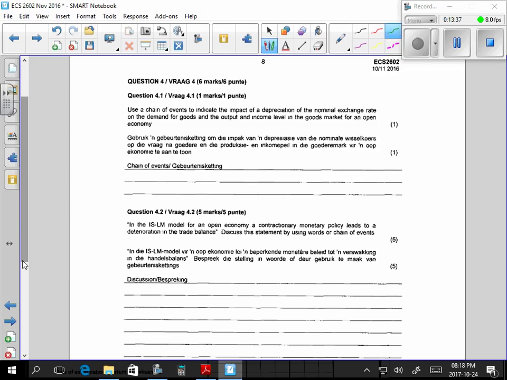Question 4. Use a chain of events to indicate the impact of a depreciation on the nominal exchange rate on the demand for goods and the output and income level in the goods market for an open economy. Okay? So, if you've got an interest rate decrease, you have got a capital outflow. Why? Because return on investment in other countries will be higher, so capital will leave South Africa.